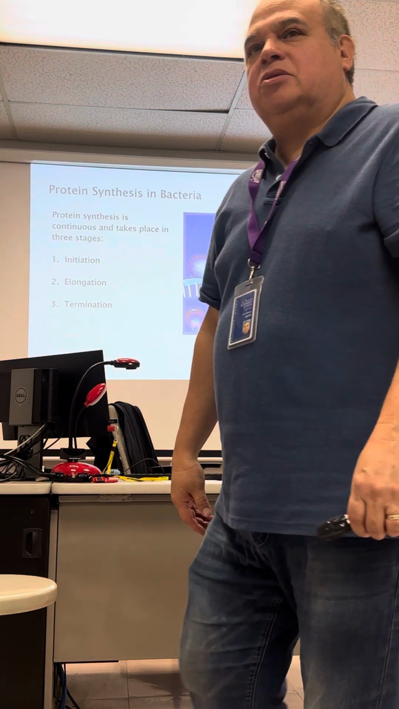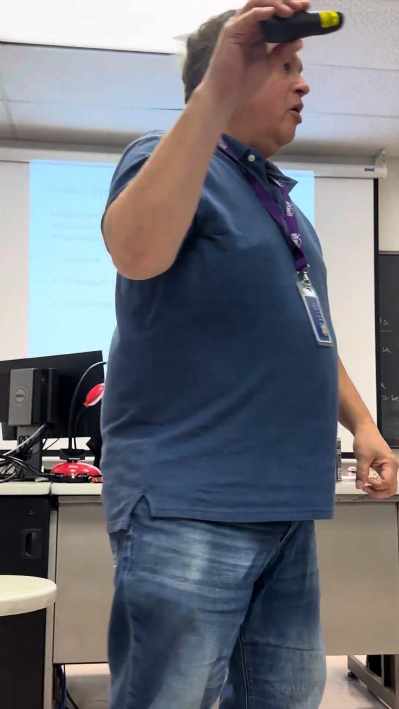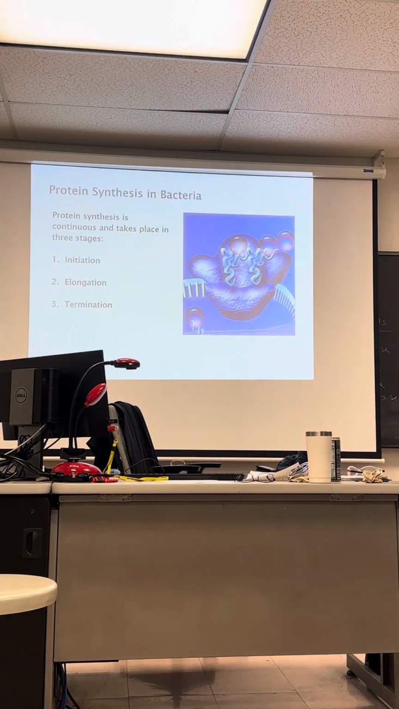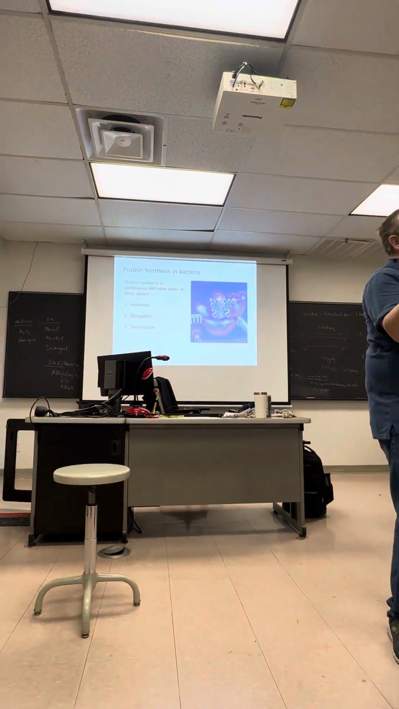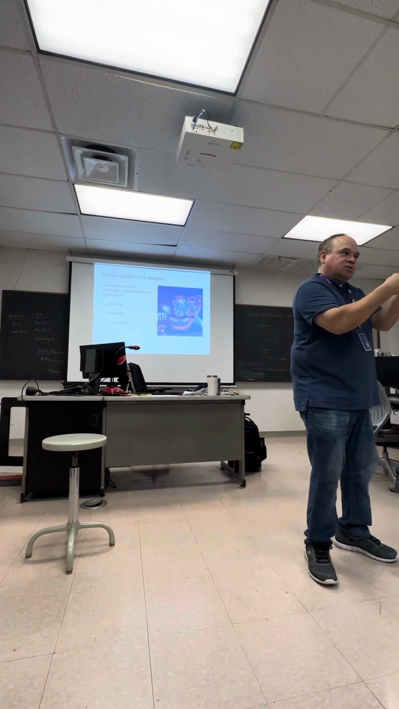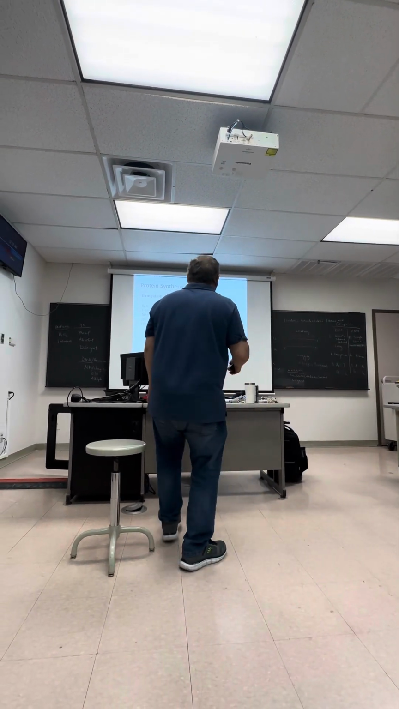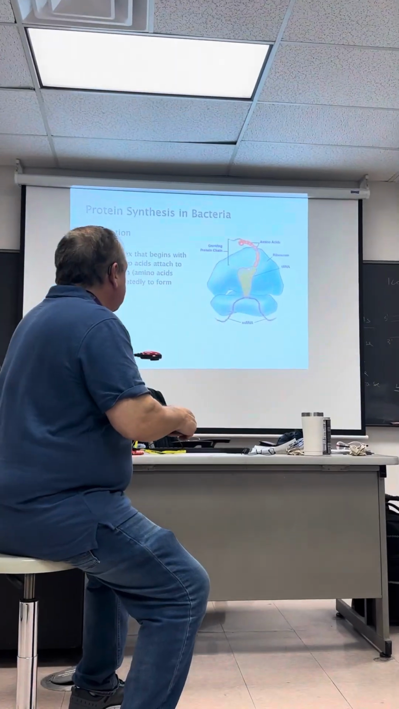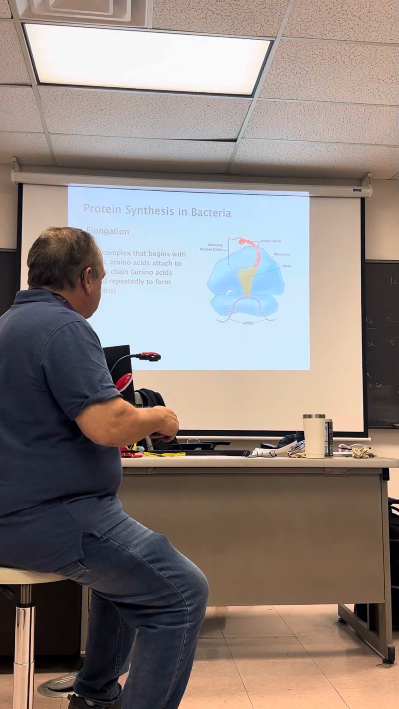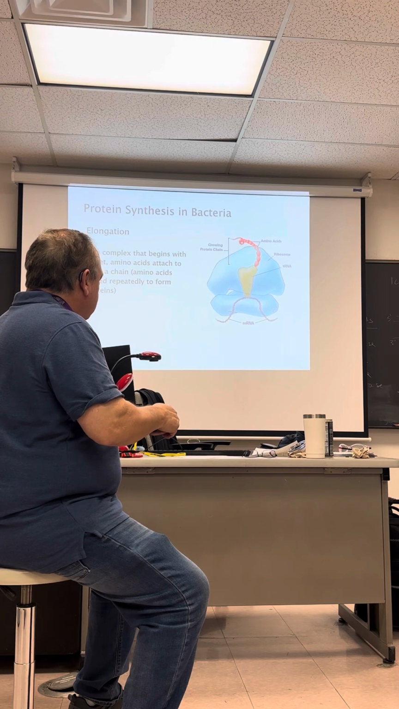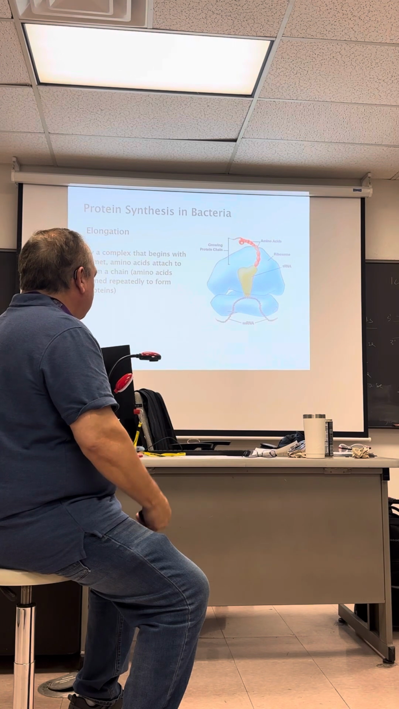Once it starts, the messenger RNA moves through the ribosome and the transfer RNA reads individual codons. It brings individual amino acids to attach to the beginning chain of the peptide, the polypeptide, and you have amino acids being attached to amino acids. That process is called elongation. Here you can see that elongation occurs at the site of the ribosome, and you can see a chain of amino acids.